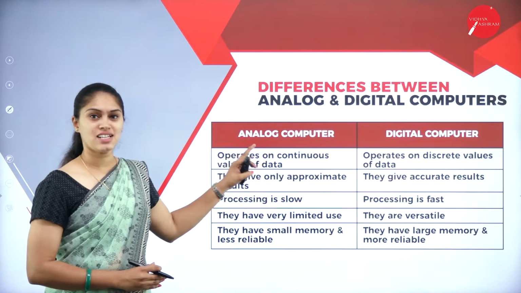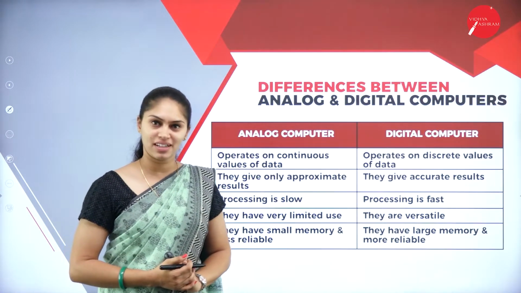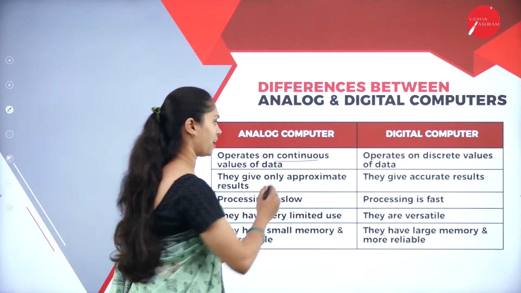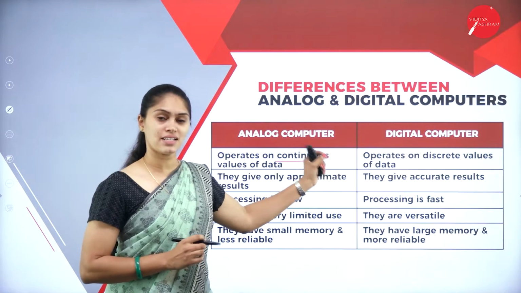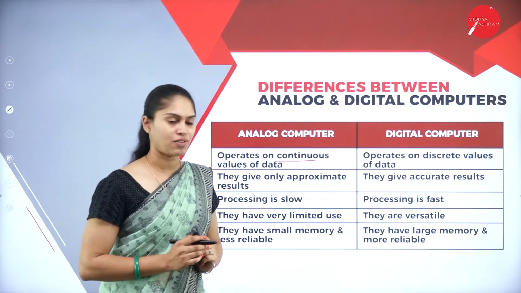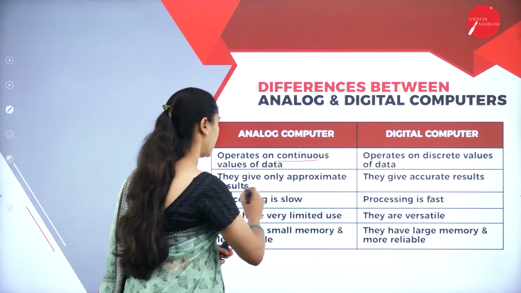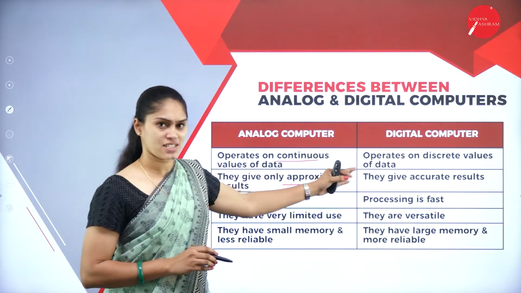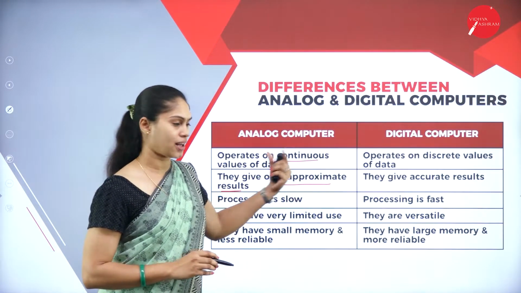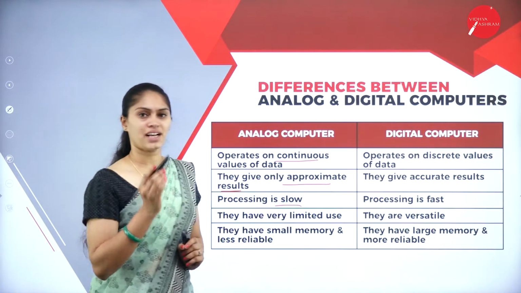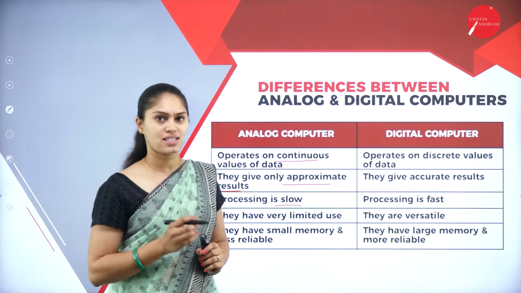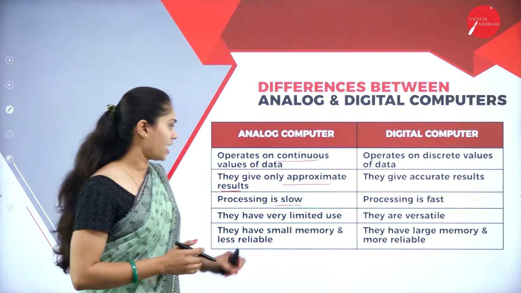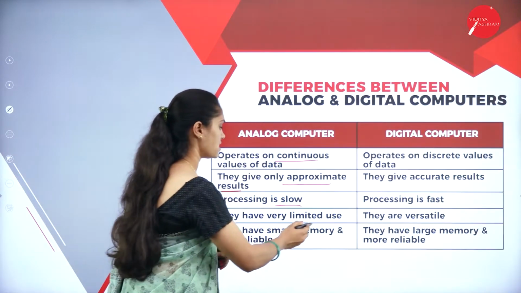So here we can see some of the differences between analog computers and digital computers. When it comes to analog computers, it is continuous values of data, and when it comes to digital, discontinuous or discrete values of data are given. Analog gives me the approximate result, so not so accurate, but digital is more accurate than the analog computer. Then processing is slow in analog. When it comes to digital, processing is fast, because every data and information will be in zeros and ones, no need to convert, so it is much faster.